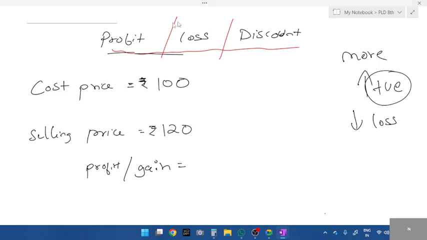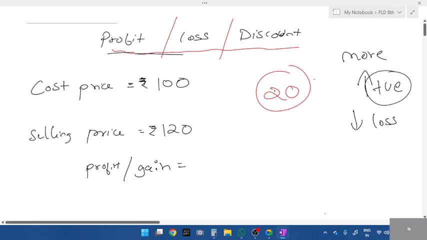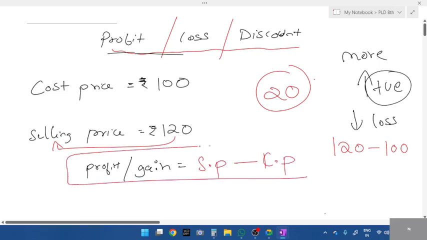How did you all get to know that it is more? Because the selling price is 120, right? So how much profit or gain did you earn? 20. How did you all get this 20? Not cost price. So in order to get 20, what did you all do? You all did 120 minus 100. What is 120 here? Selling price minus what is 100? So what is the formula for profit or gain?